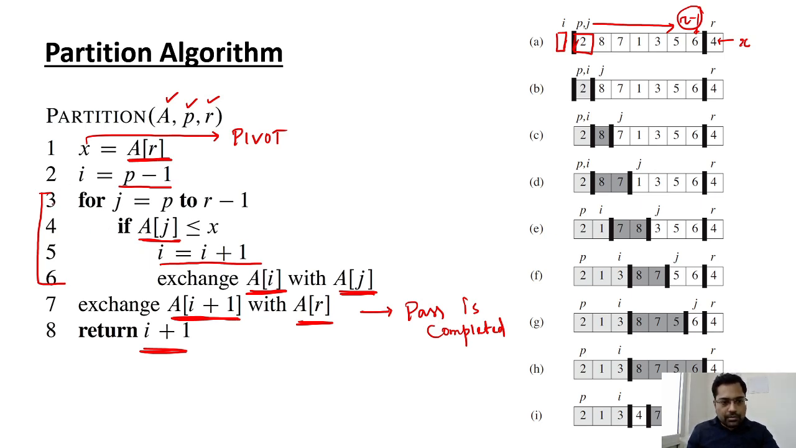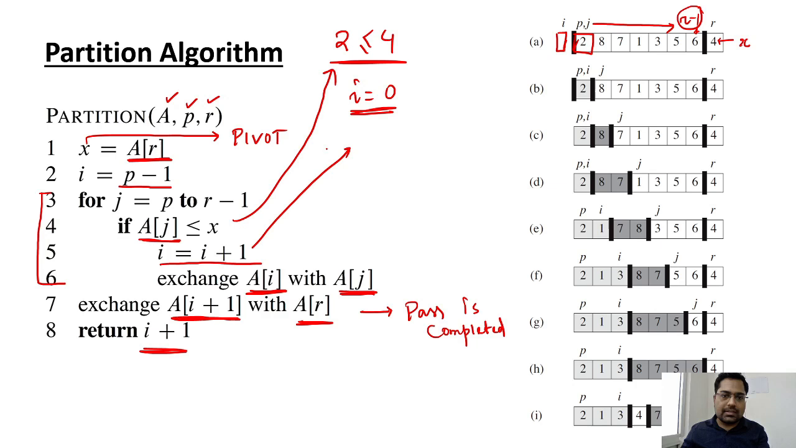Like the first for loop says, we will run it towards r minus 1, then we'll compare, then we have to add 1 to the i value, then we exchange. Here I'm keeping the red as just where we started. In this portion, we started with j value 2. Now we have to check whether 2 is less than or equal to 4 or not. If yes, then the i value, which was 0 before, will be incremented: i plus 1, which is 0 plus 1, which is 1.